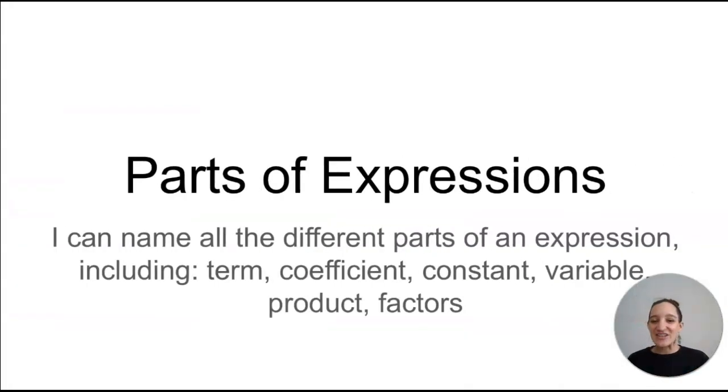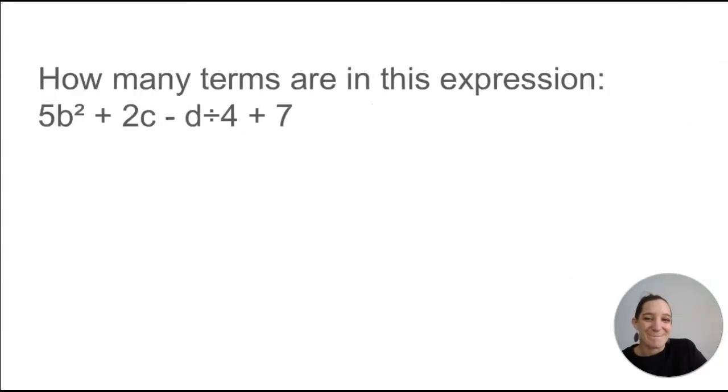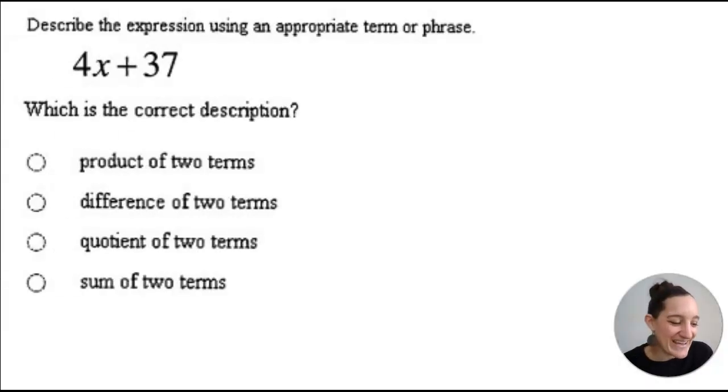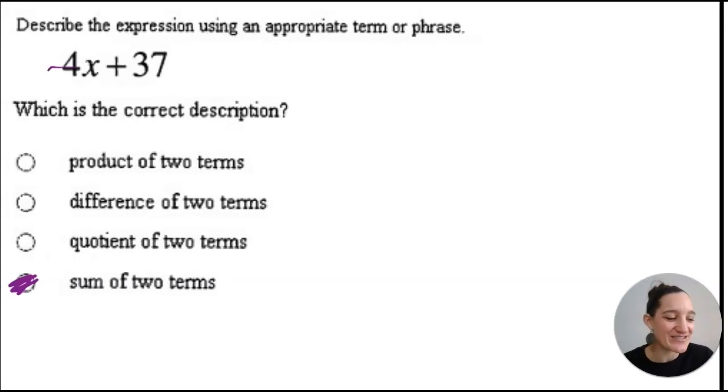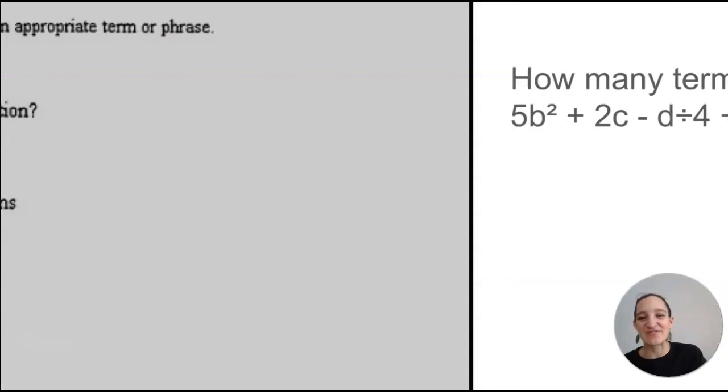All right, can you name all of these parts of an expression? Term, coefficient, constant, variable, product, and factors. Let's see. How would you describe this expression? Would you say 4x plus 37 is the product of 2 terms, the difference of 2 terms, the quotient of 2 terms, or the sum of 2 terms? Going back, it is the sum, right? There are two terms right there, and they're being added together. So the sum of two terms.